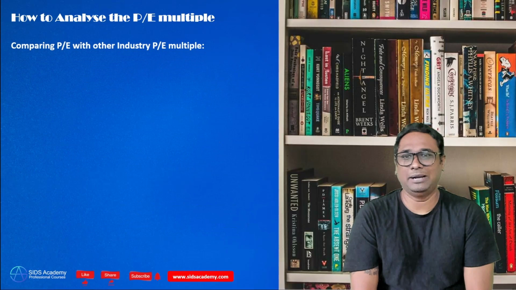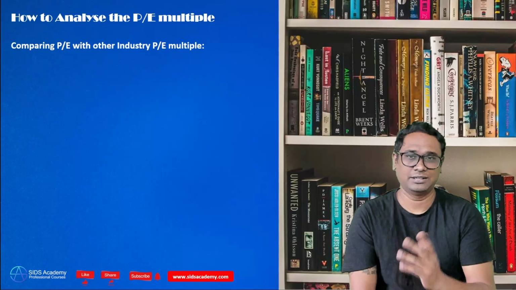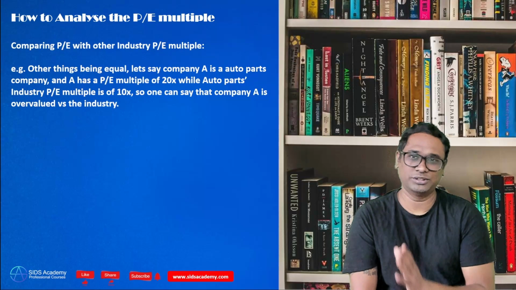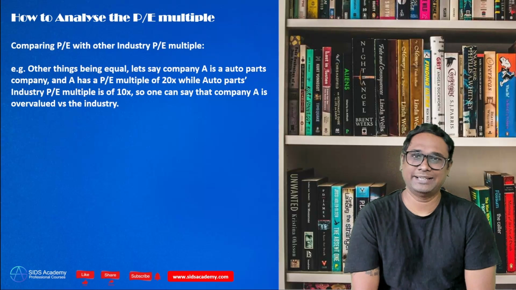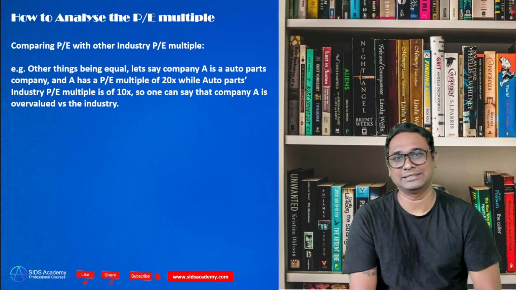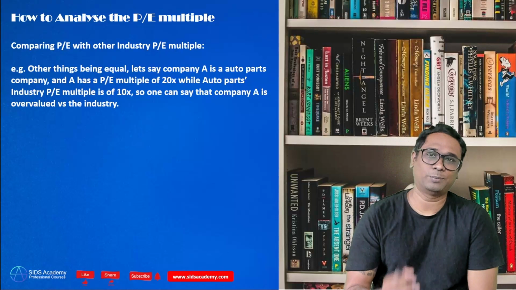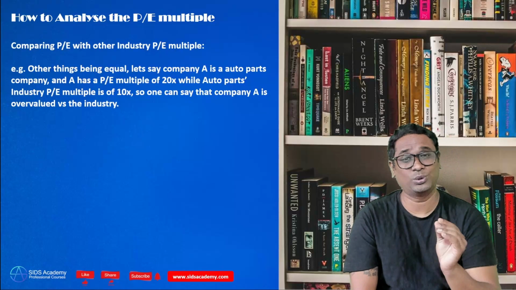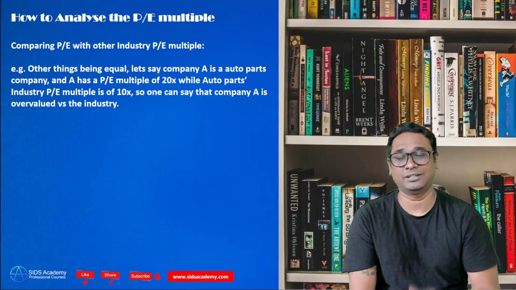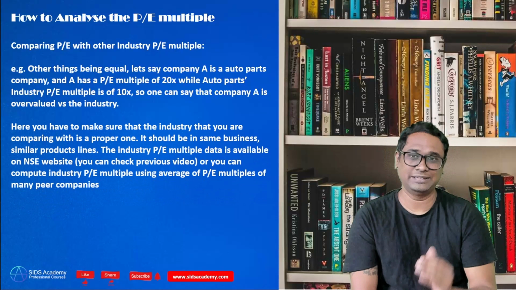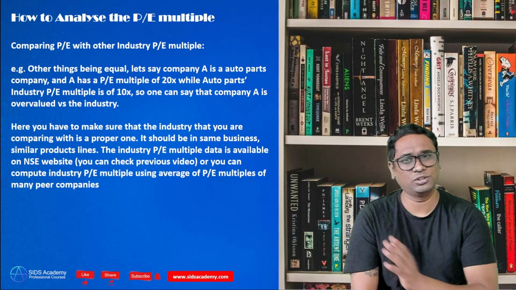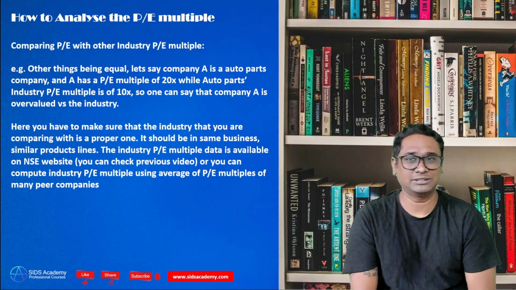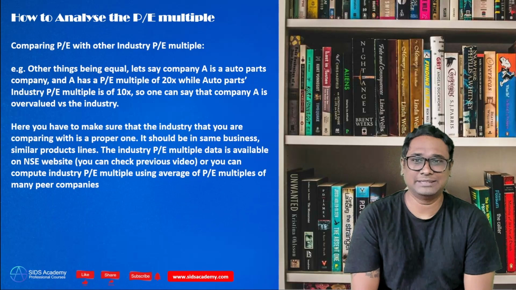Now comparing the PE multiple with the industry PE multiple. Other things being equal, we'll move on the same line. Let's say company A is an auto parts company and A has a PE multiple of 20x, while the auto parts industry PE multiple is only 10x. So one can say that company A is overvalued versus the industry. So now we are comparing it with the industry multiple. Here you just have to make sure that the industry you are comparing with your company is a proper one. It should be in the same business and similar product line.